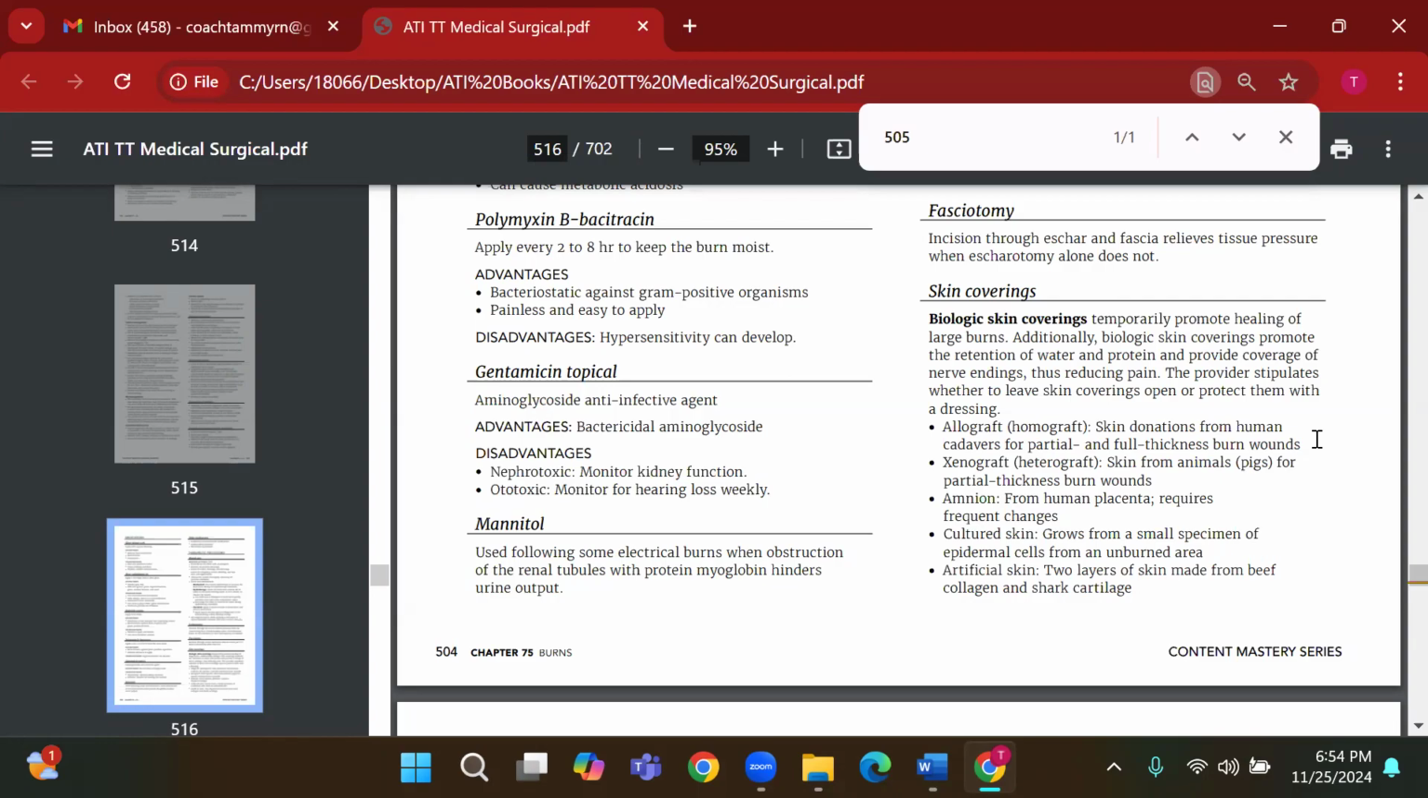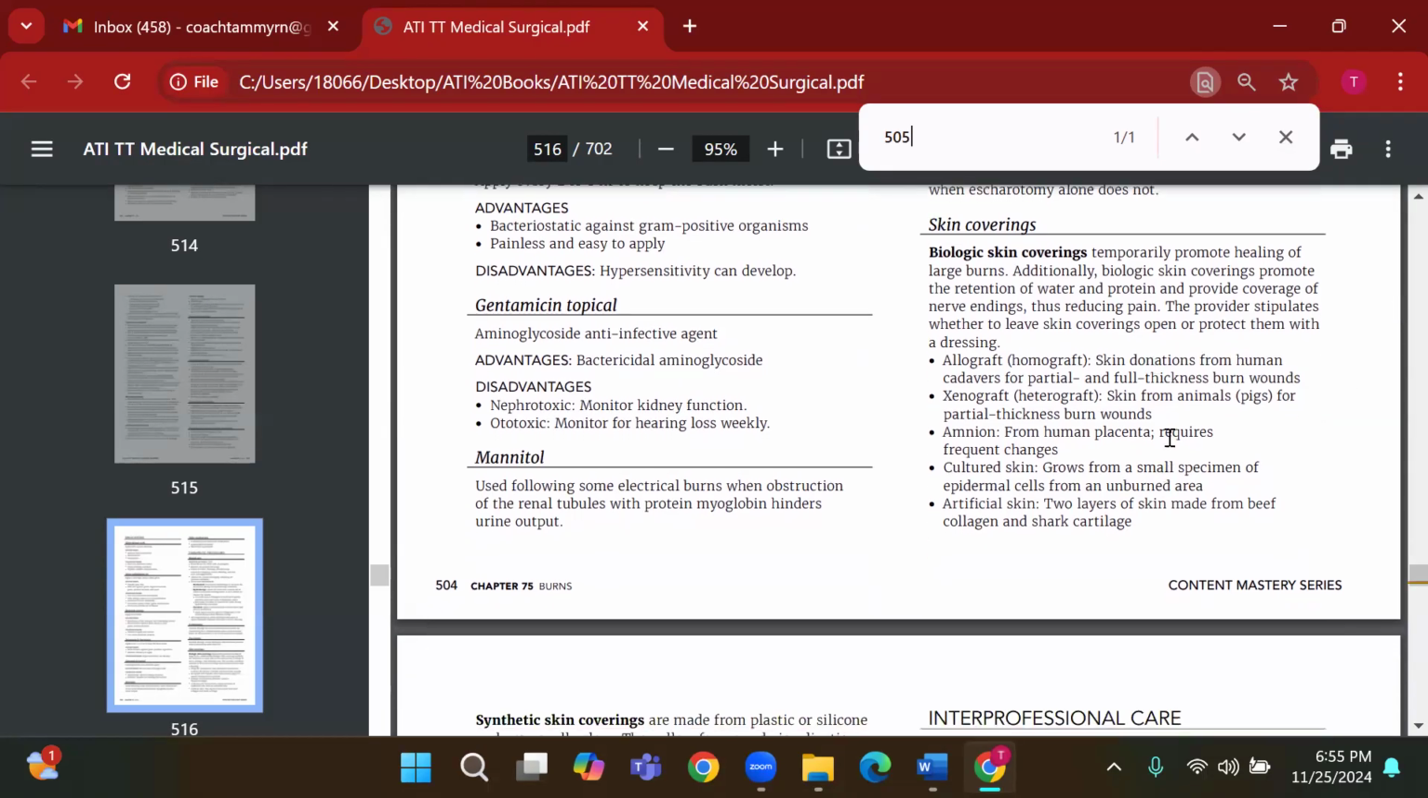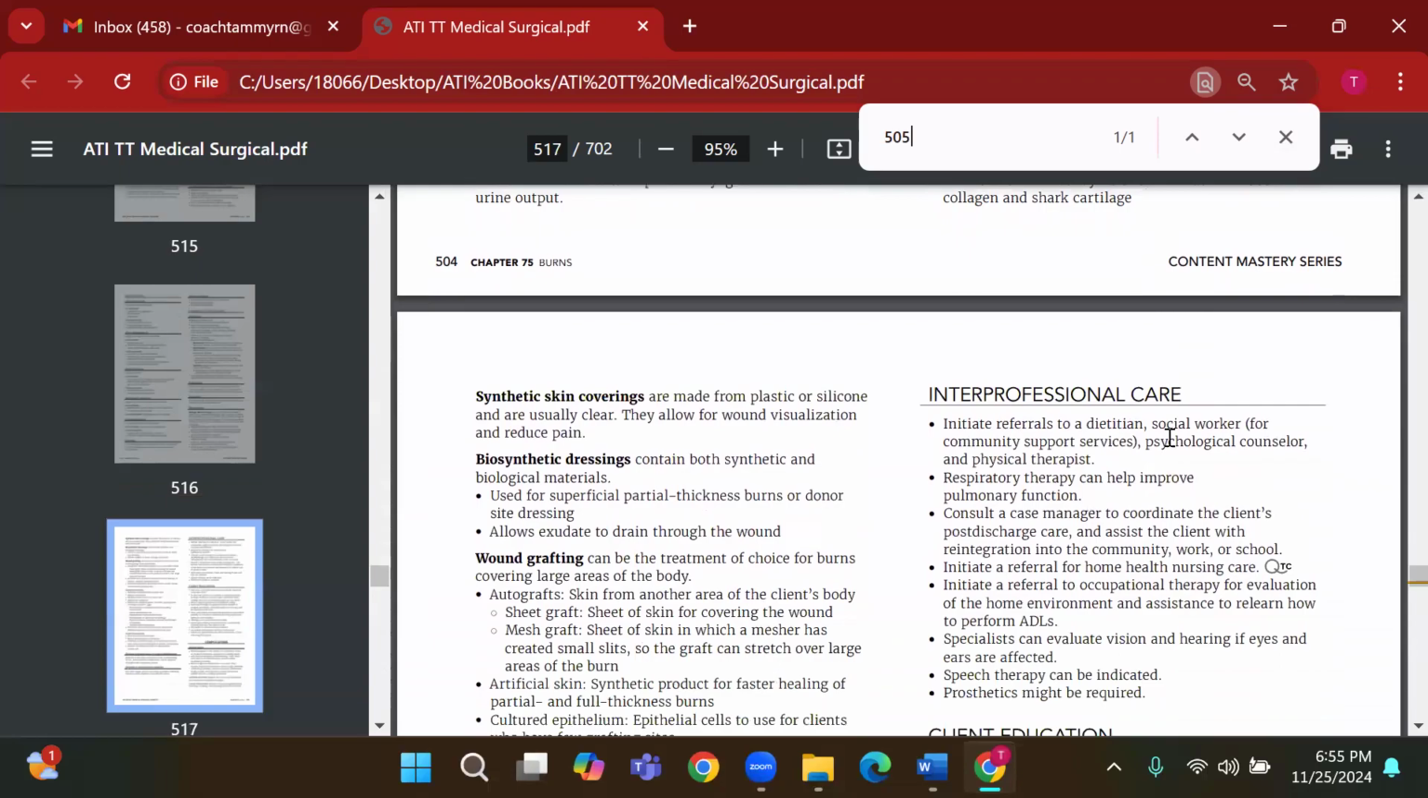A xenograft is from an animal. Like pig skin is often used, and it's called a xenograft, okay? I have not seen any of the other ones. Amnion, it says from human placenta. I haven't seen that on a question. Cultured skin, epidermal cells from unburned area, or artificial skin made from beef collagen and shark cartilage. I have not seen those, but allograft and xenograft may possibly show up.